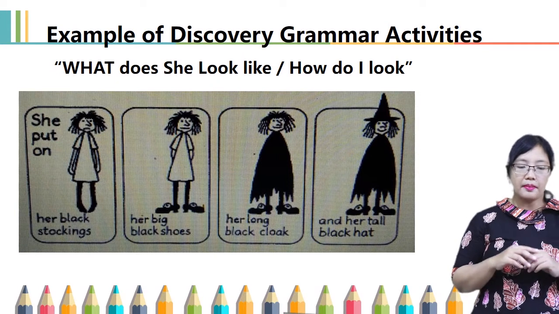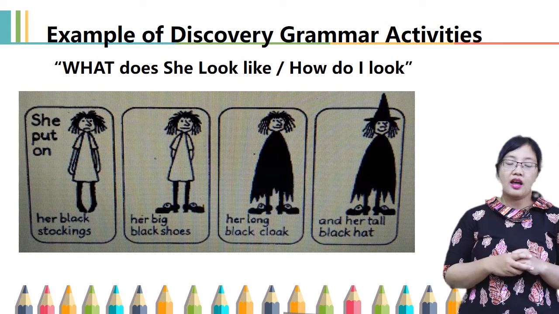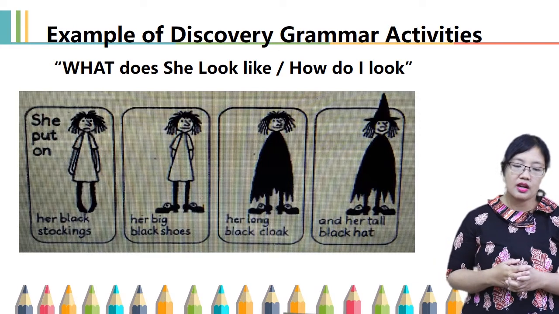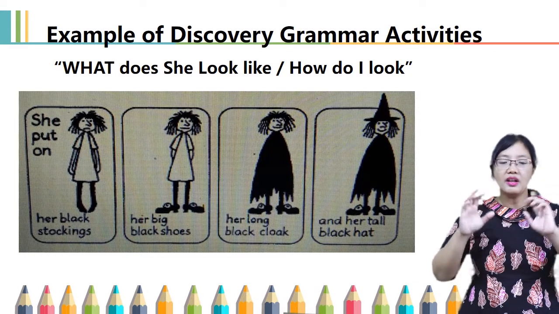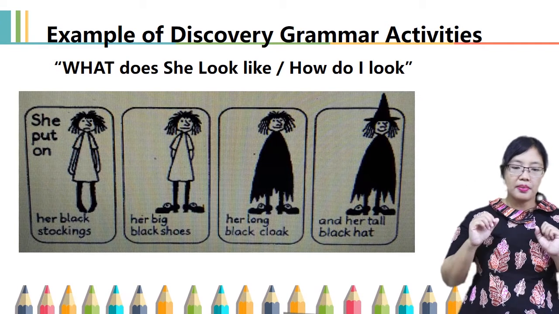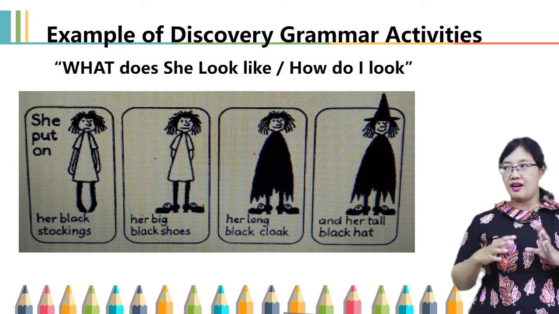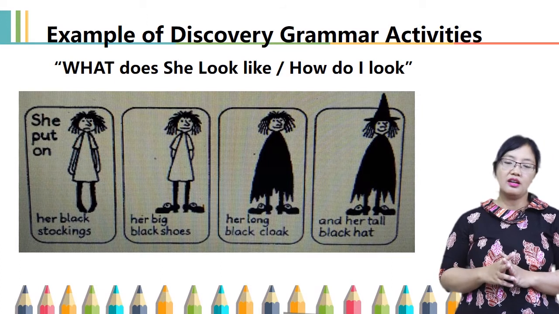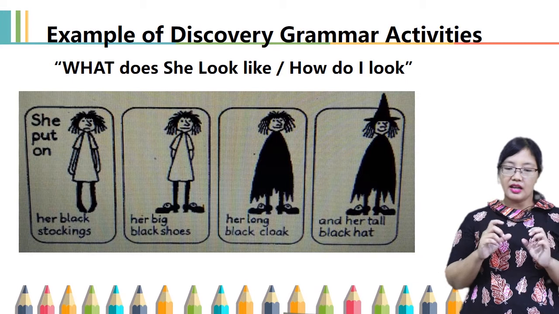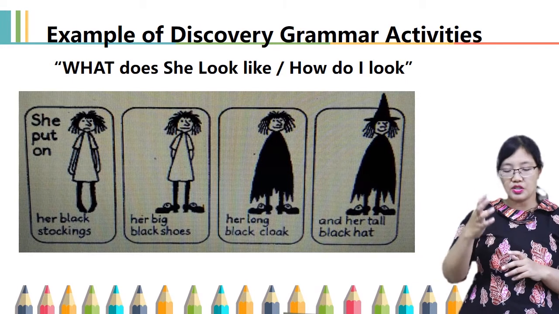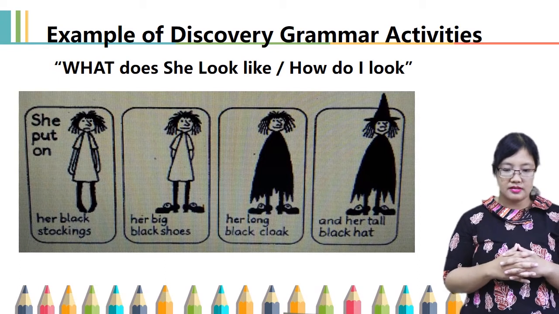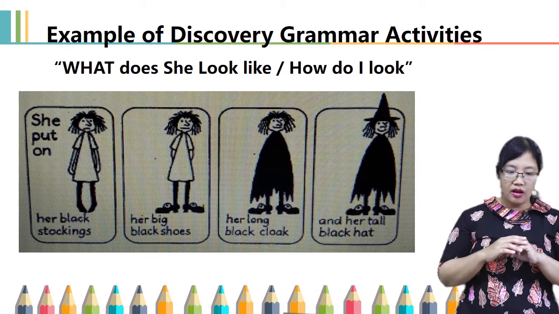The student can answer, her black stocking. And then for the next picture, the teacher can ask the student, what does she look like again, with picture number 2? Then the student can describe, her big black shoes. And then the third picture, the teacher asks, how do I look, combining noun and adjective? The student can answer, her long black coat, and the last, her tall black hat.